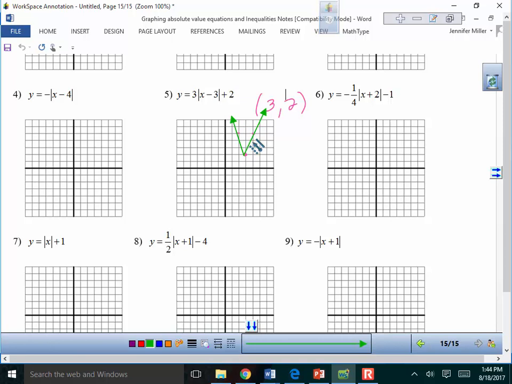What's the vertex on number 6, Livy? Do you agree with her, Christian? Vertex on number 6? Very good. Yes, it's -2, -1. And now I go to the left 2, and I go down 1. But what's my slope? How do I use my slope here? Can you help me with that? Hannah, can you help me with my slope here?